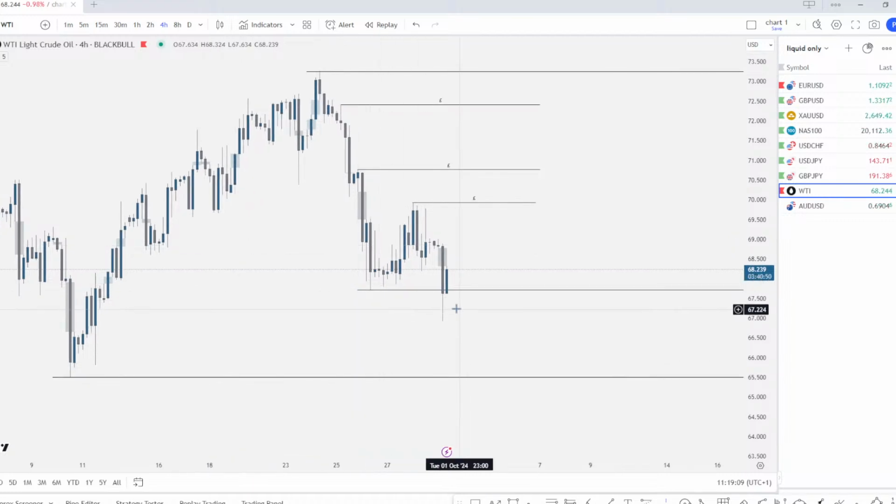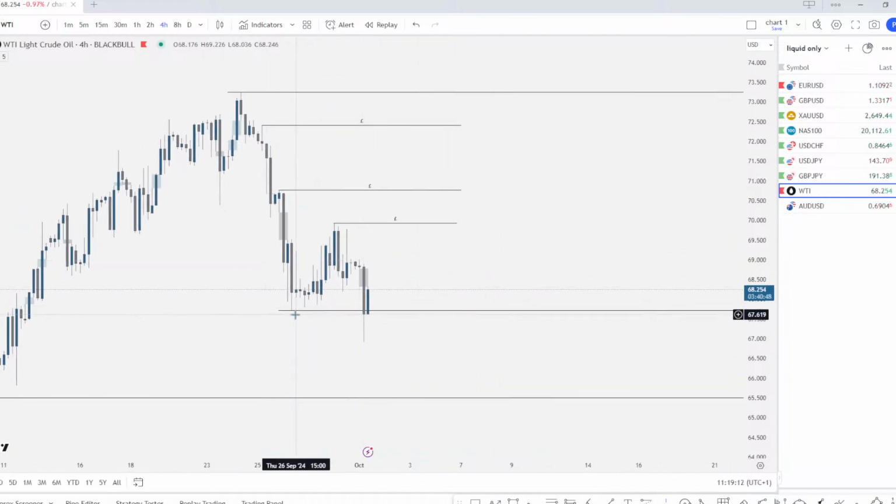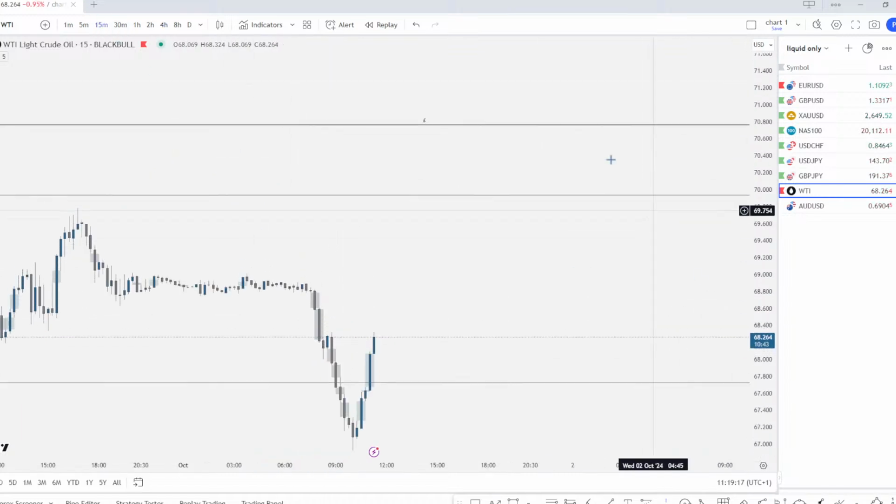Let's see. Now, notice something. Where did it reverse from? Well, it reversed after it took out the liquidity, which was one of our targets. Let's go down to the 15.